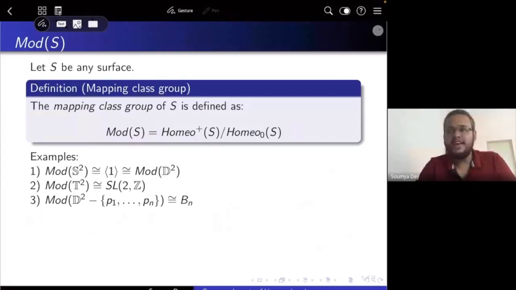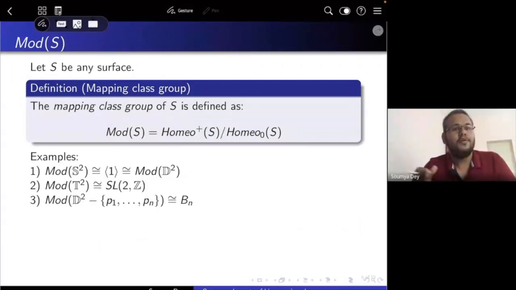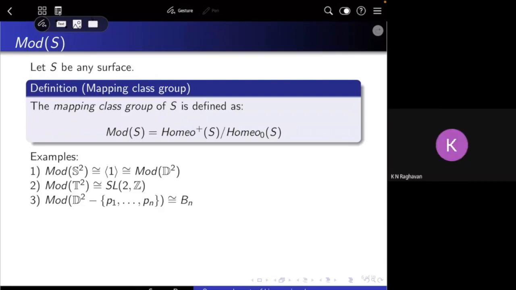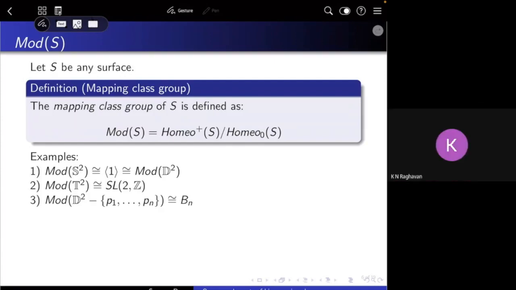So basically, if things have a boundary, then both require all the boundaries to be fixed pointwise. Is that exactly right? If you have some boundary components, Homeo+ and Homeo_0 both will preserve, the elements will preserve the boundary components pointwise. Thank you.